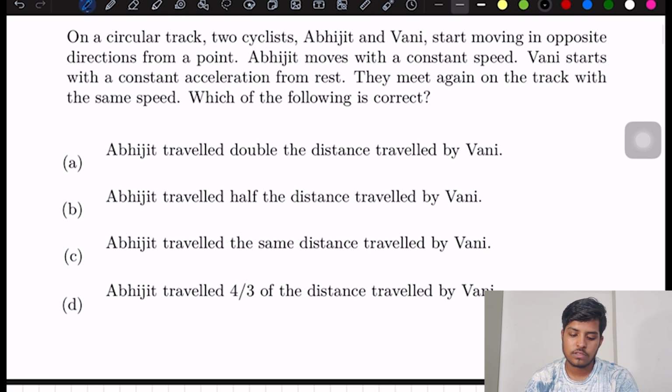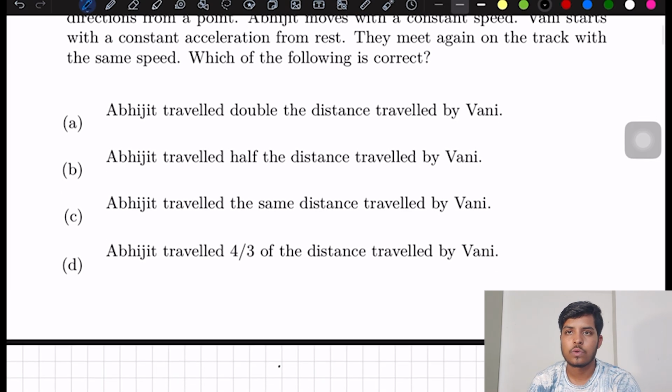So the first question is: on a circular track, two cyclists Abhijit and Vani start moving in opposite directions from the same point. Abhijit moves with a constant velocity and Vani moves with a constant acceleration and starts from rest. They meet on the same track with the same speed. Which of the following is correct? So it's quite an easy question.